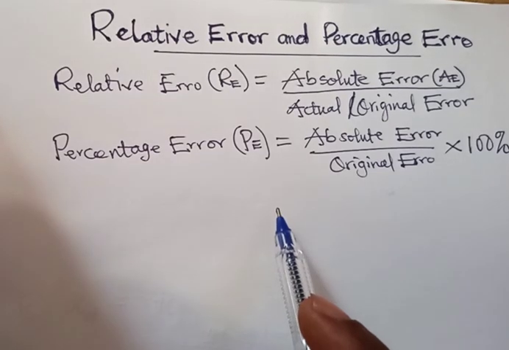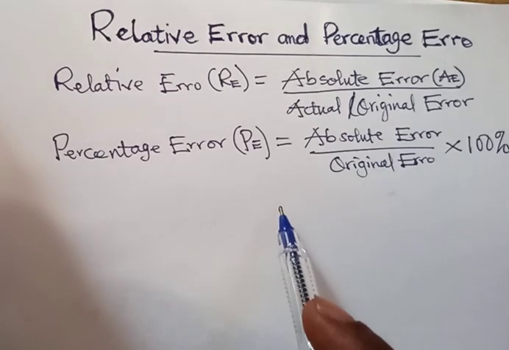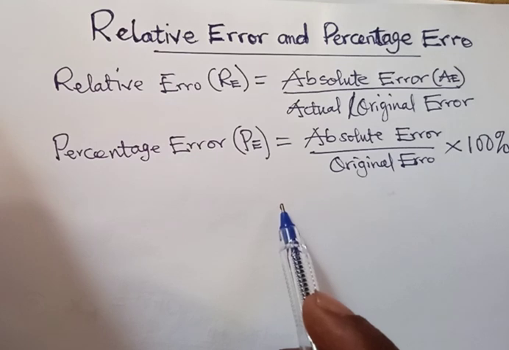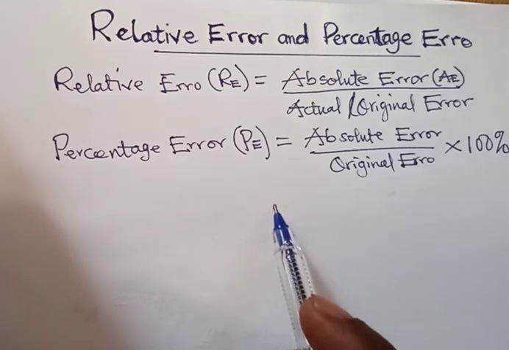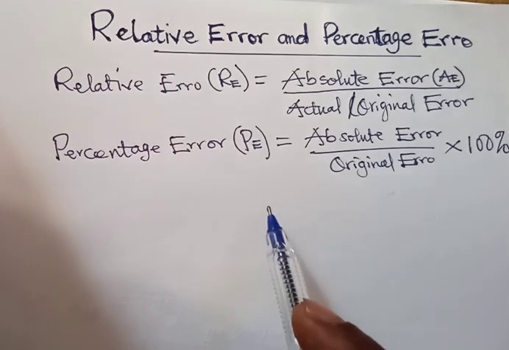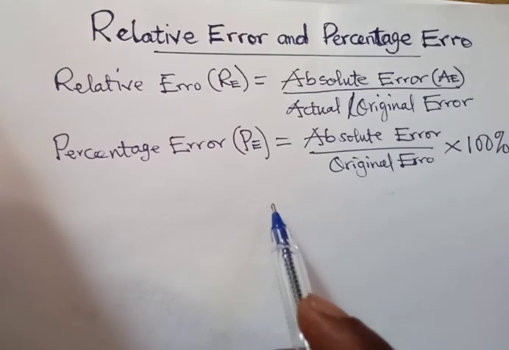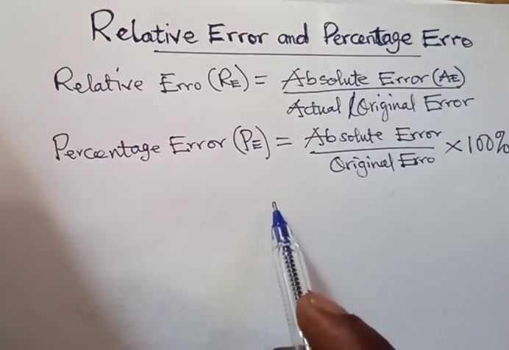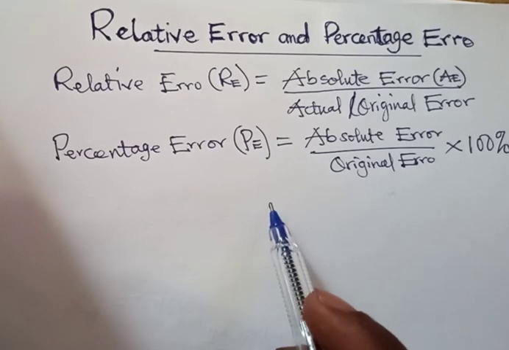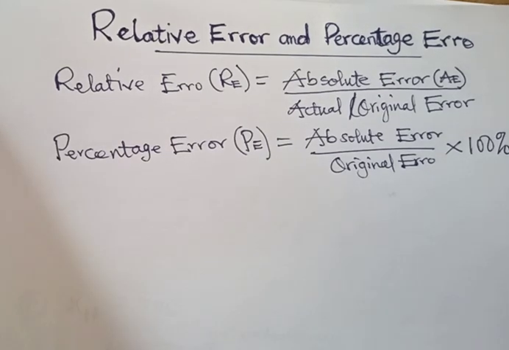Okay, so we also have this topic before us, that is relative error and percentage error. Before we can even find percentage error, you need to know what we call the relative error. And when we say relative error, what is relative error? We are talking about the ratio of the absolute error to the actual or the original error.